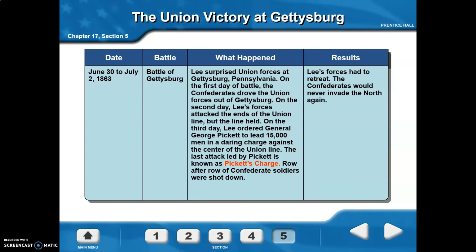And because of that, they lost so many men. Lee lost so many men in this war, so his forces had to retreat. The Confederates would never invade the North again. They decided, we're not doing that. And this was a huge victory for the North, even though they lost many people too.